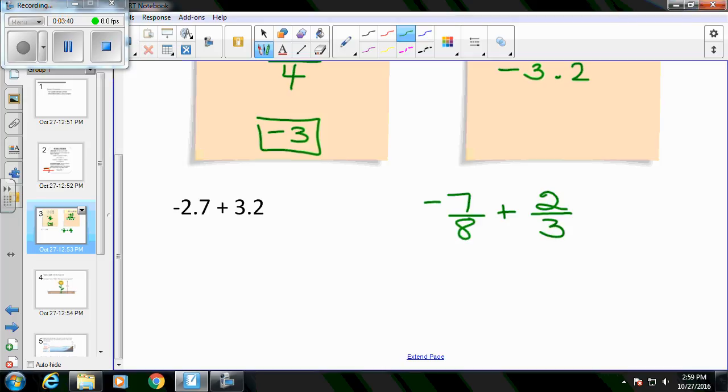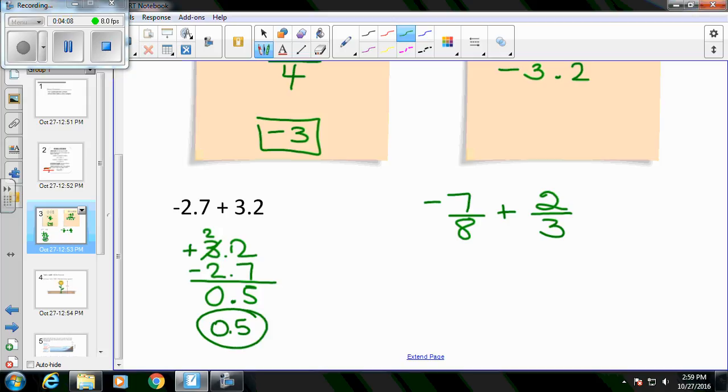So for the example you were just working on, the signs are different, so I'm going to be subtracting my numbers. And when I subtract, if you remember, I might have to borrow from here. 12 minus 7 is a 5. 2 minus 2 is 0. I have more positive, or my bigger number is positive, so this is a positive 0.5.